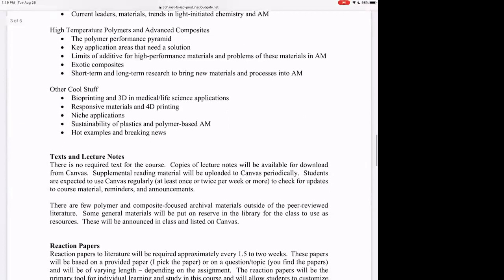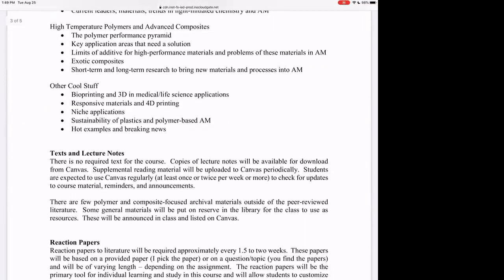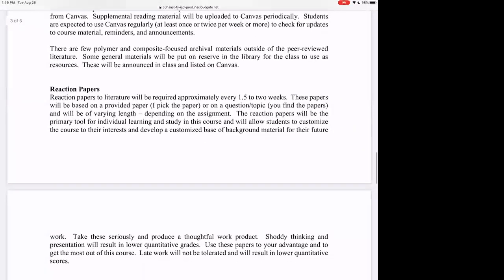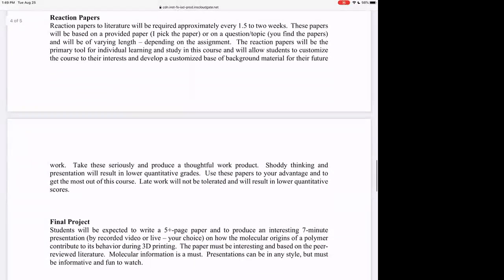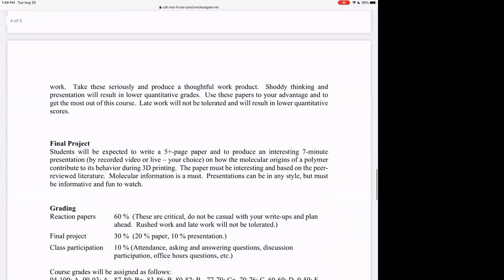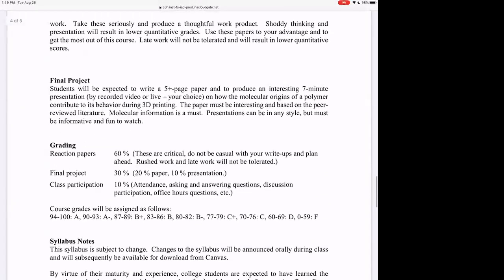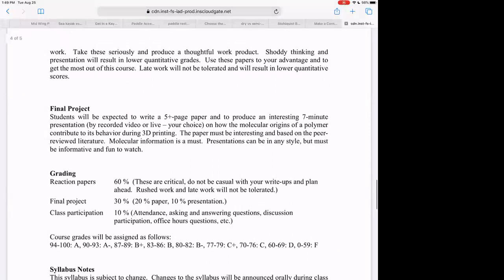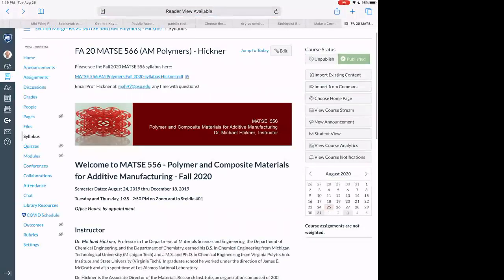other interesting stuff. I should mention that we have a discussion group that you should see on Canvas, and so you can ask questions, drop in news items, stuff like that. That's for us to just chat about cool stuff in 3D printing. No required textbook. Reaction papers or response papers. There will be a final project. And then this is the grading percentage and the course grades. And so, you know, do a good job on that, but that's the syllabus.